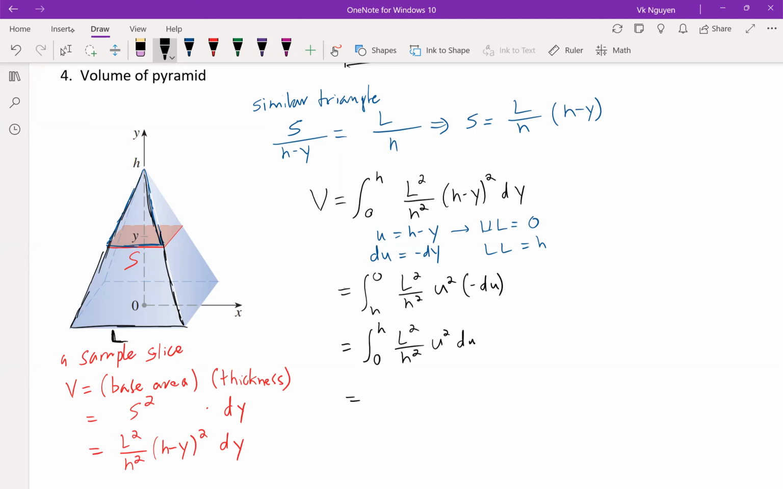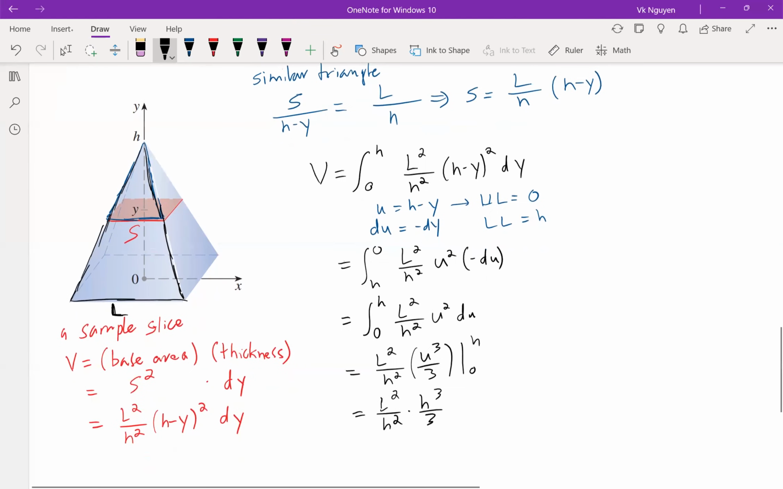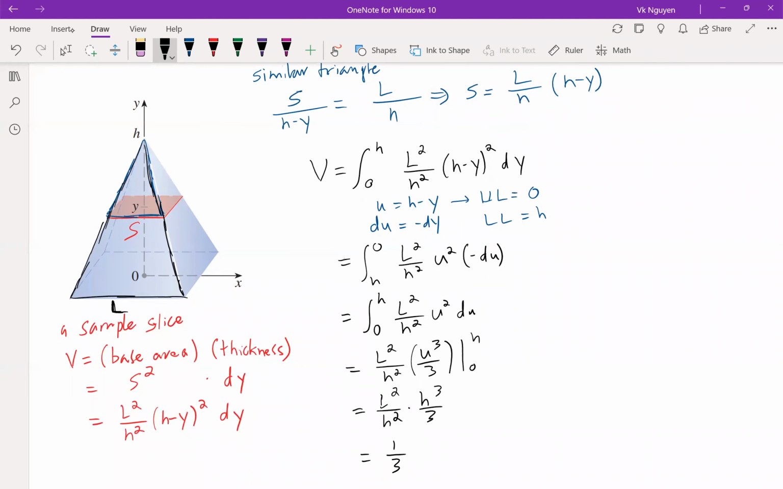The antiderivative is u cubed over 3, and then we can put a constant multiple outside. So we have L squared over h squared times u cubed over 3. Evaluate from 0 to h. And this gives us L squared over h squared times h cubed over 3, which is 1 over 3 L squared h. And that is the exact volume of the pyramid having height h and the base side L.